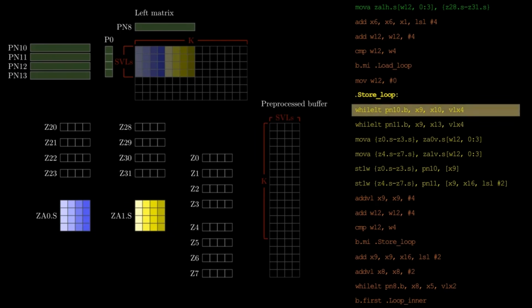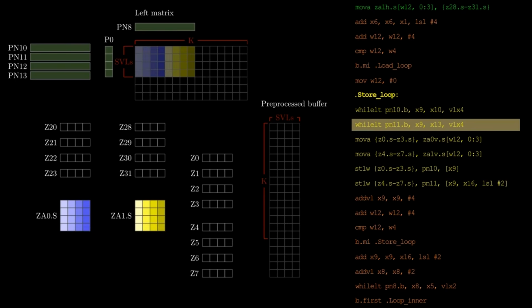We set the PN10 counter for the first tile to hold the number of bytes in the highlighted area, or all true if more than 4 vectors. Similarly, we set the PN11 counter for the second tile to hold the number of bytes in this highlighted area, or all true if more than 4 vectors. In the next loop, the predicate for the first tile would be as highlighted, and the predicate for the second tile would be as shown now.